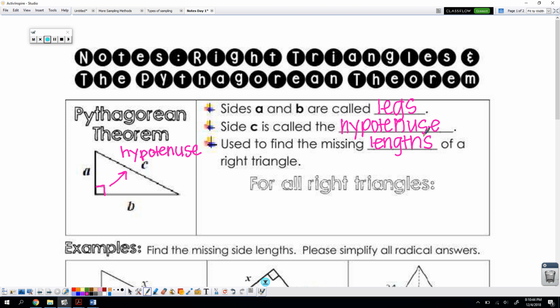So the equation for all side lengths of right triangles is c squared equals a squared plus b squared. Alright, so the hypotenuse squared is equal to the leg squared plus the other leg squared.